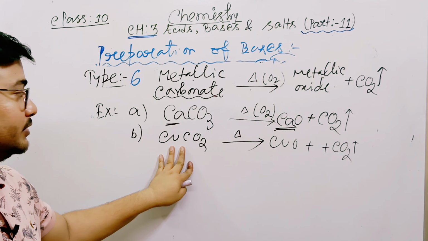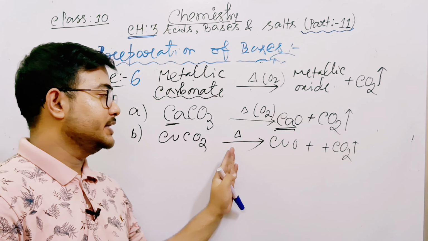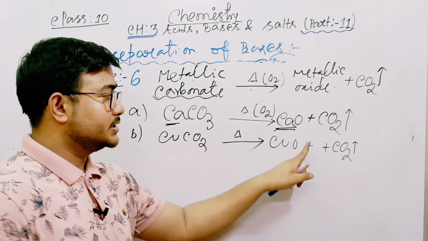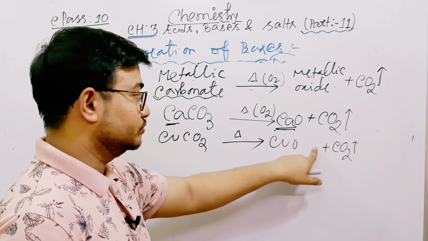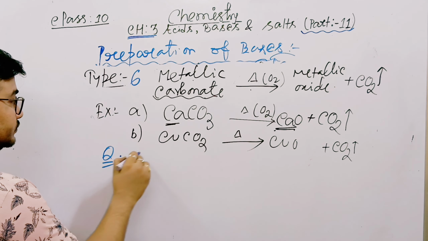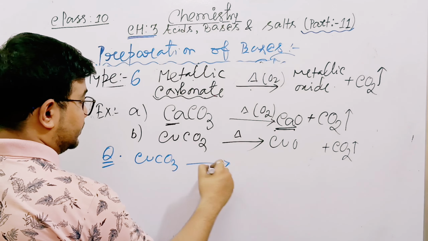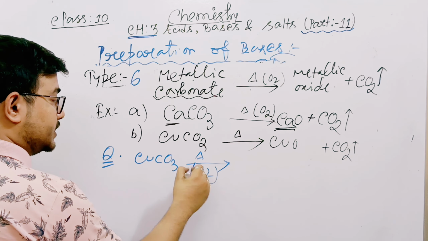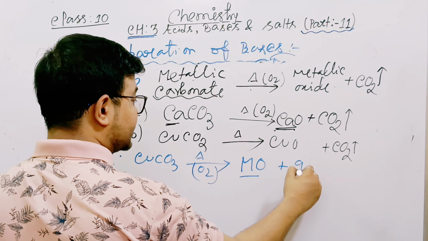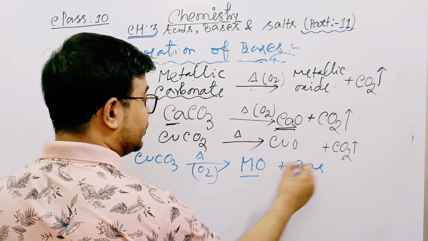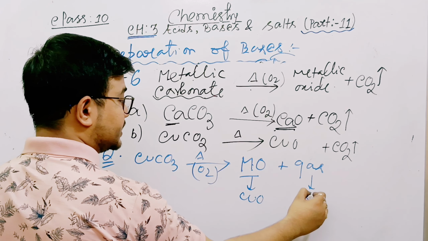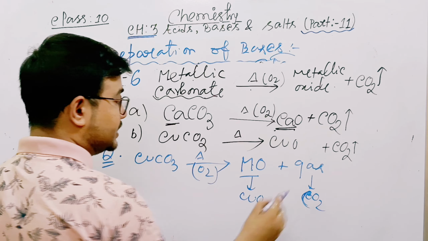So this type of question may come. After heating, a metallic oxide along with a gas will be produced. Identify these two, metallic oxide as well as gas. So what is your question? When copper carbonate is heated in presence of oxygen, then it will produce a metallic oxide, MO, along with a gas. Identify this metallic oxide and gas. So what is your answer? Metallic oxide is copper oxide and gas is carbon dioxide. Do you understand? This is your answer.